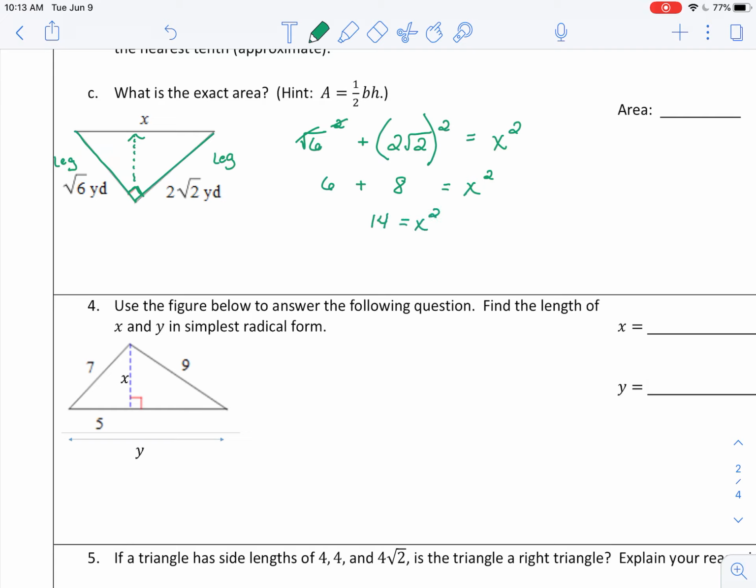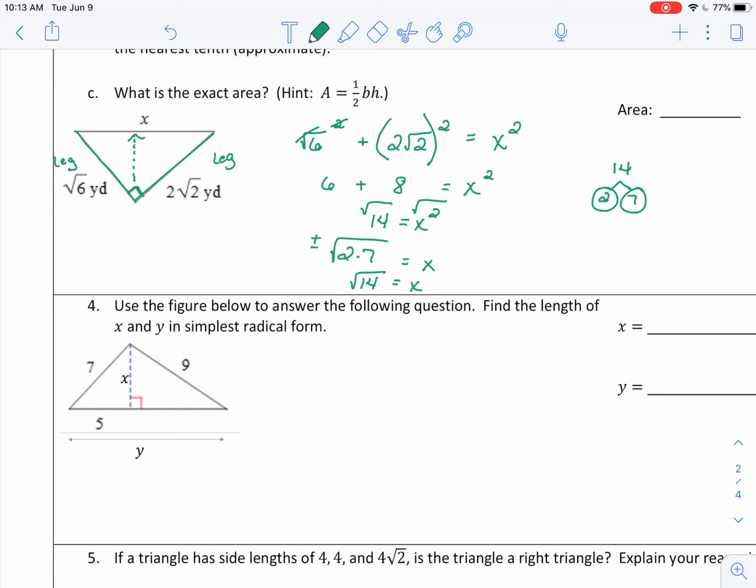Since we're solving by square roots, I have something squared. I'm going to get rid of it by square rooting. I'm going to find my answer for x. Now 14 is not a perfect square. If you ask yourself what divides into a 14, you are not going to get any pairs, which means square root 14 is as simplified as it gets.